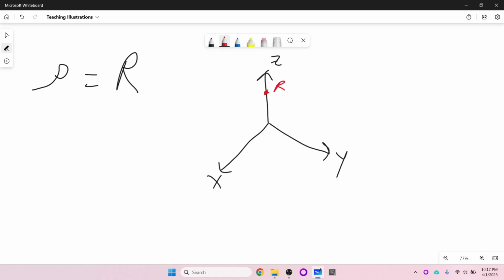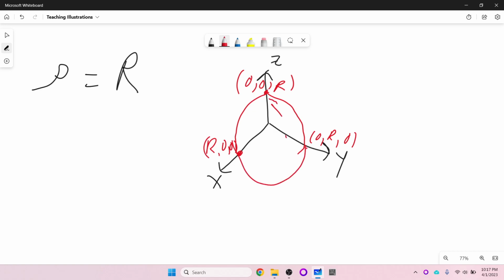So if this is R here, and this is also R, or 0, R, 0, I suppose, 0, 0, R, and R, 0, 0. And so we get a sphere. A sphere is all the points that are a constant distance R from the center. And you can shift it and such, like we would with any other.